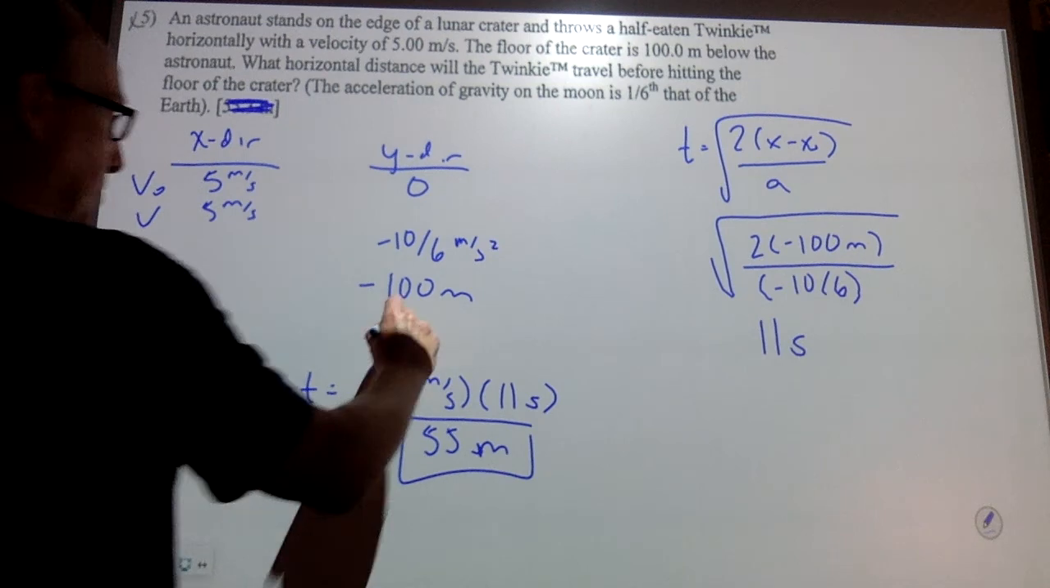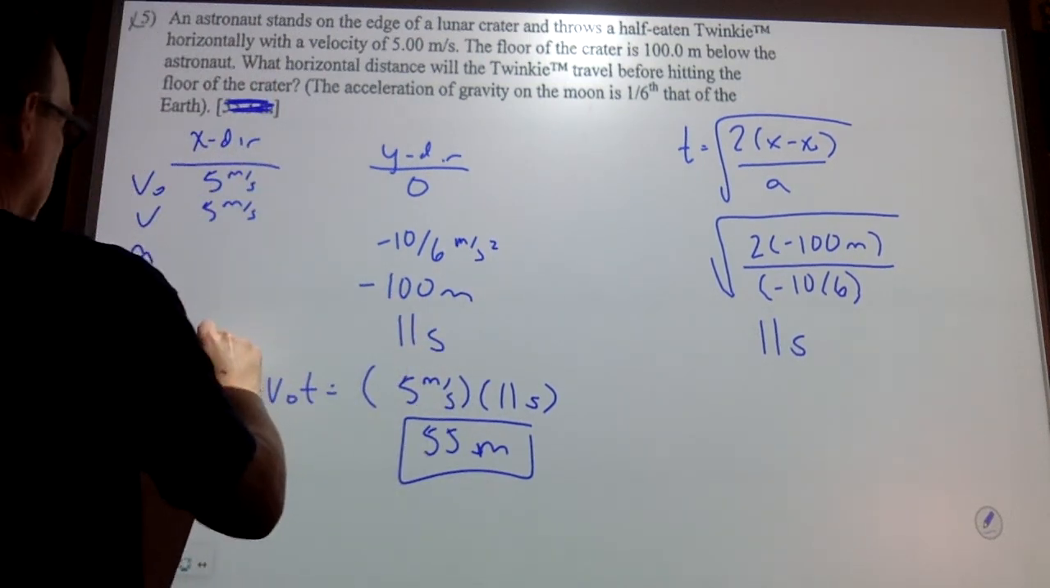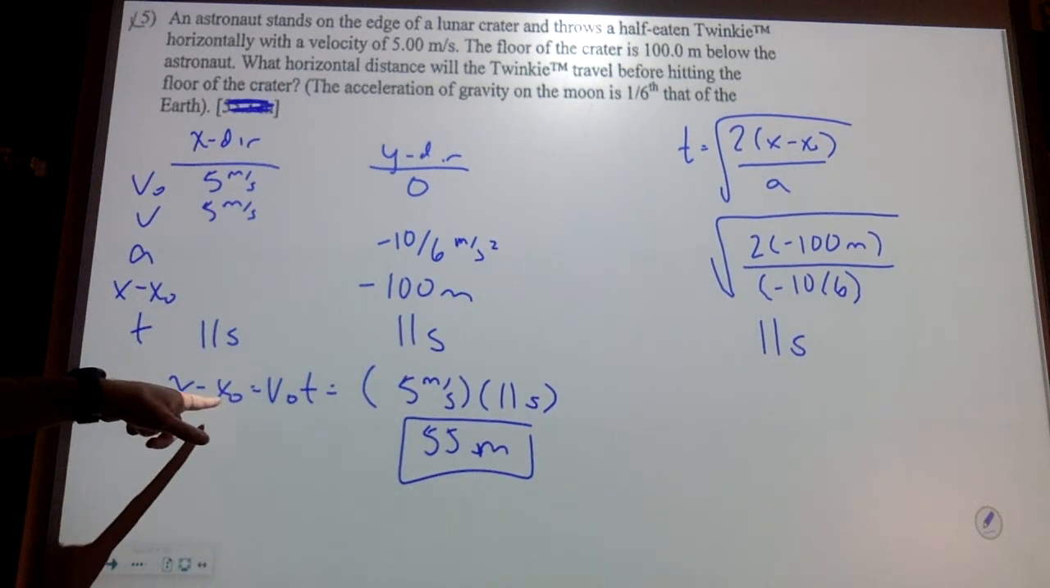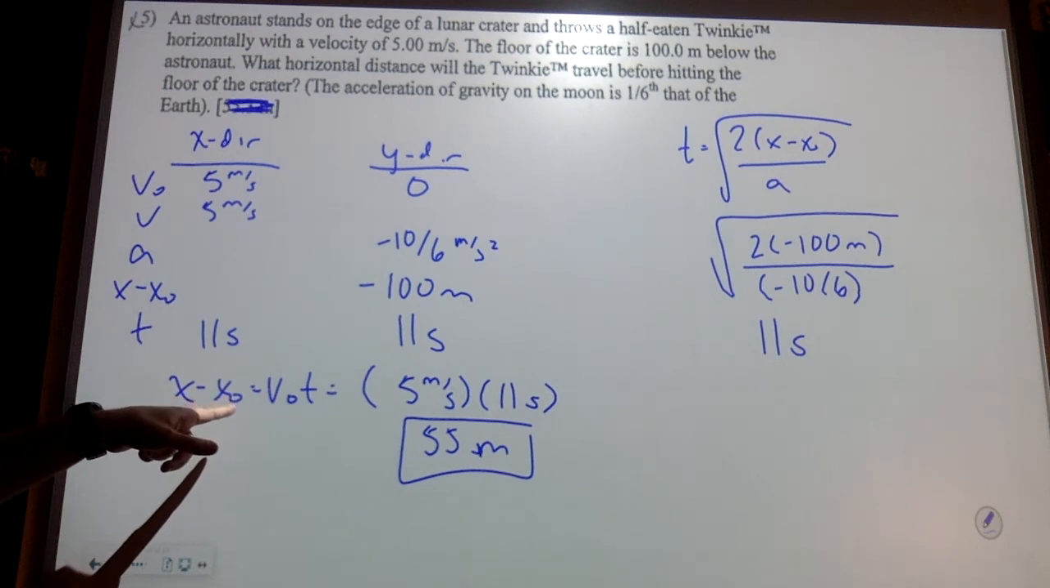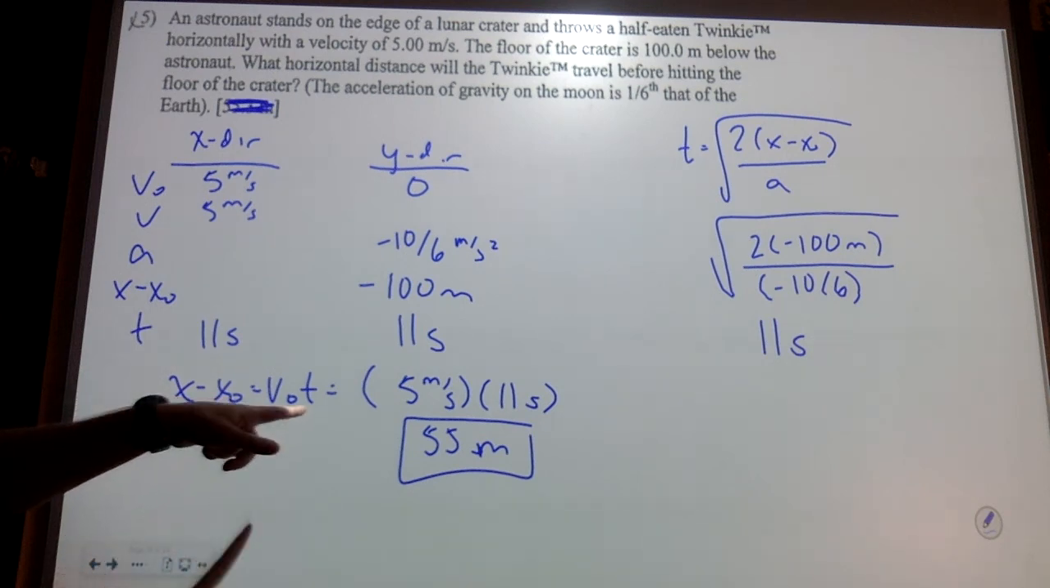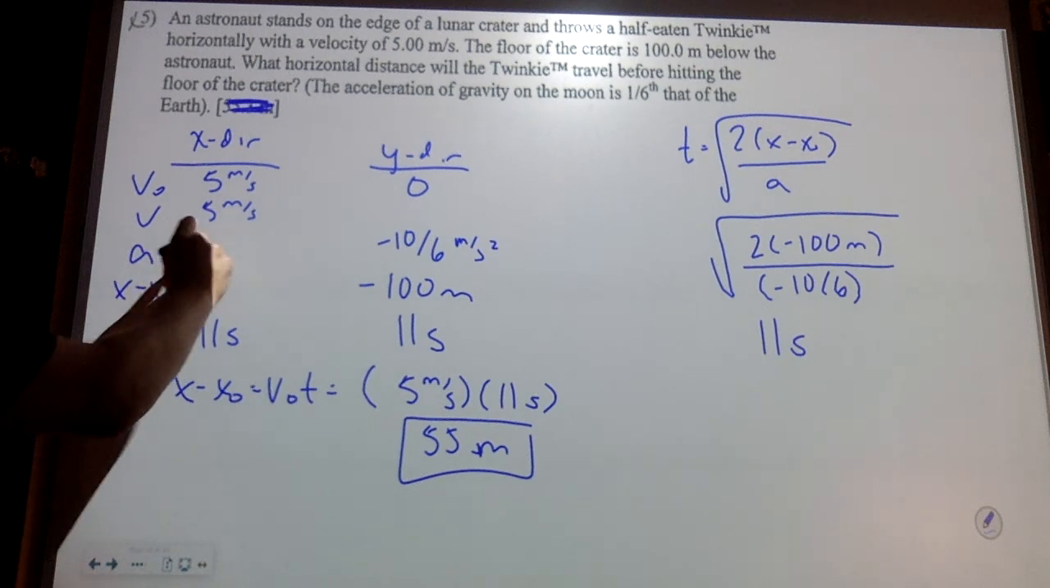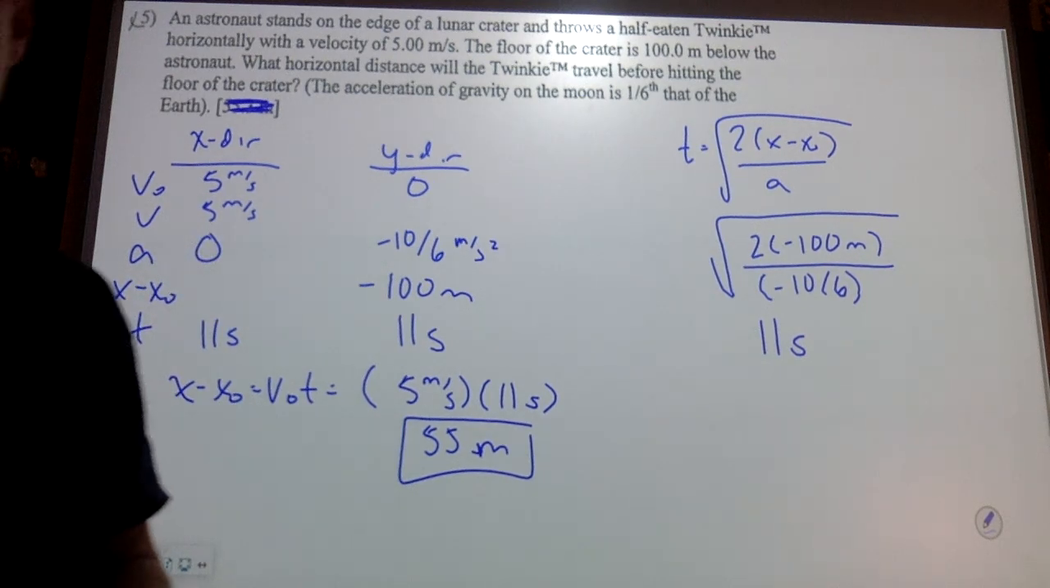And then when I put 11 seconds in my chart here, I can put it in my chart over here, and then I can get my displacement in the x direction because I know the initial velocity. I solve for the time, and the acceleration is 0.